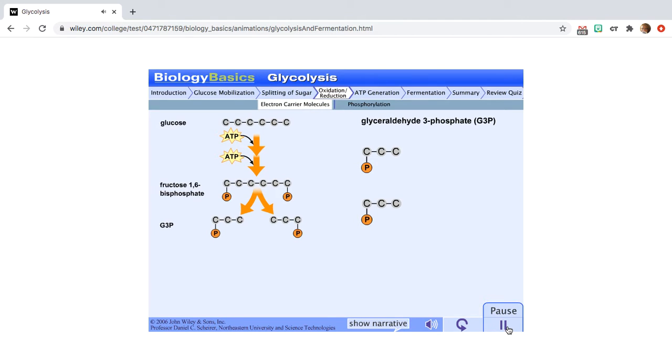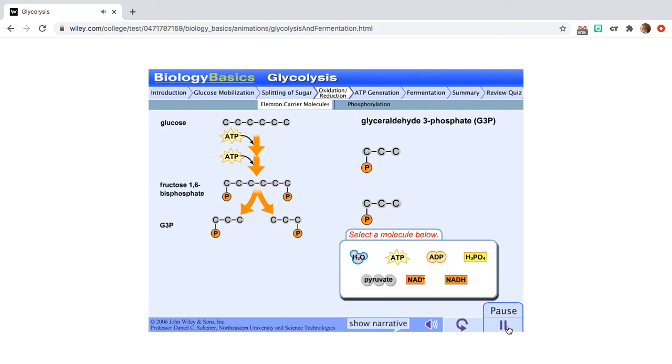The next reaction involves oxidation, or the loss of electrons. High-energy electrons from hydrogen atoms are removed and transferred to an electron carrier molecule. Identify the electron carrier molecule from the list of molecules and drag the correct one onto each G3P molecule. Watch what happens during this oxidation-reduction reaction.